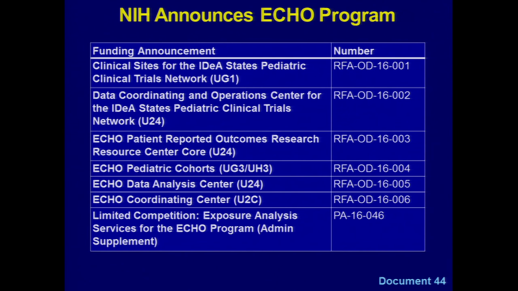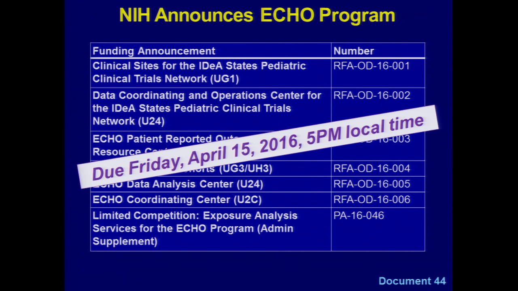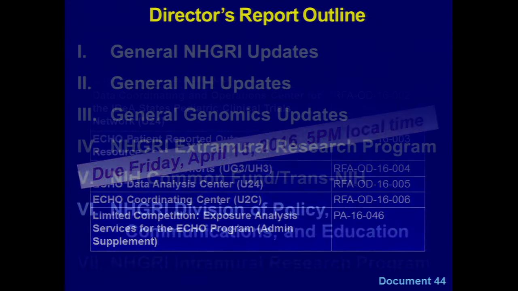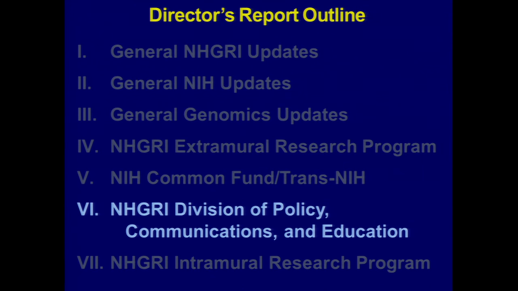The studies will focus on 4 key pediatric outcome areas that have a high public health impact: upper and lower airway, obesity, pre, peri, and postnatal outcomes, and neurodevelopment. The studies will share standardized core data elements managed by a central coordinating center and associated data analysis center. Applications for these funding announcements are all due on Friday, April 15th. April 15th is a seemingly popular date for federal agencies. And that's what I want to tell you about Common Fund and Trans-NIH.